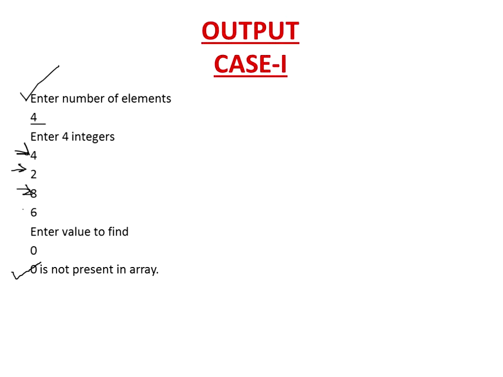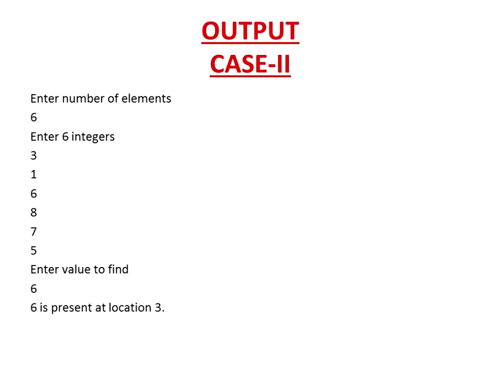So first of all, you have to enter the number of elements. Suppose the user enters 4, then he can enter the data items one by one. So the maximum number of data items that a user can enter is 4, because he has entered 4 here. And then the value to find, and finally this is the answer. This is case 1.